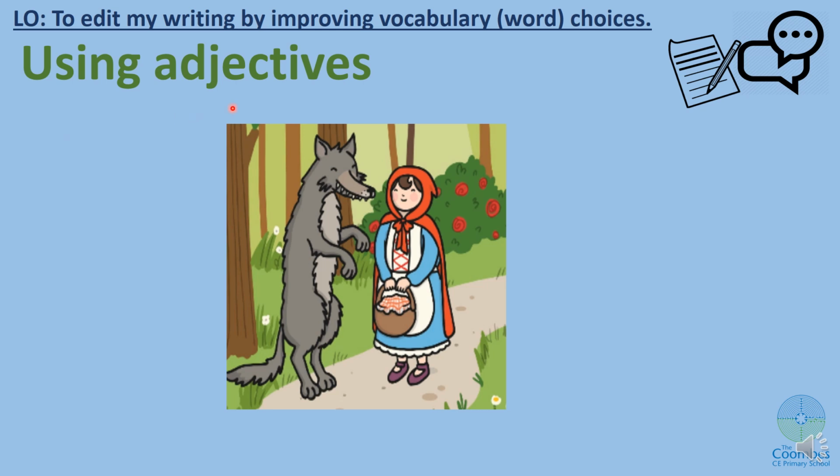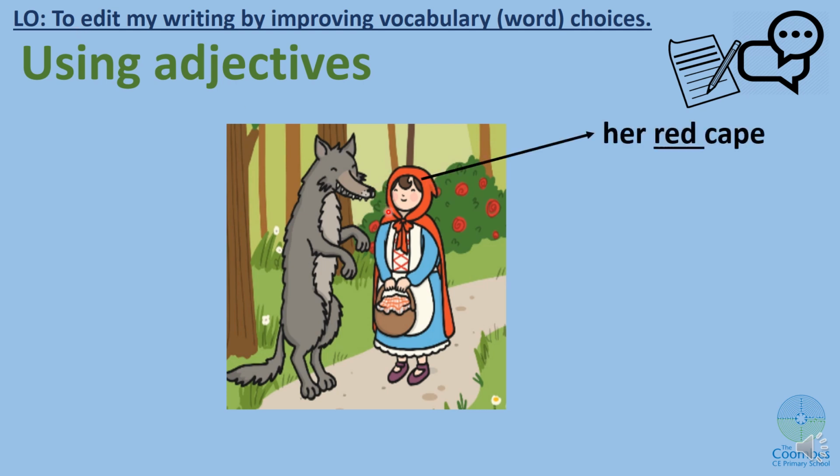So I'm going to give some examples of using adjectives to describe the characters of the wolf and Little Red Riding Hood. After I've given some examples, what you'll need to do is pause the video and see if you can write some more of your own.